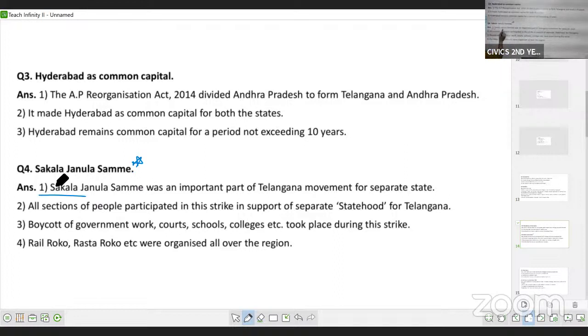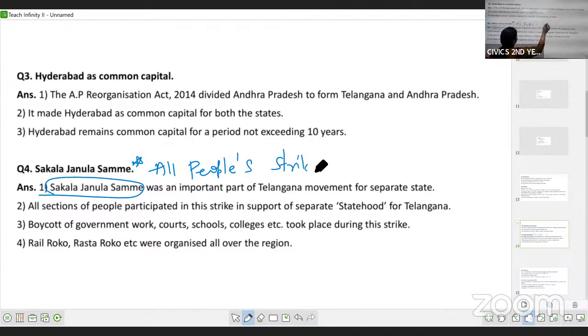Sakala Janula Samme, the meaning of this word is all people's strike. It was an important part of the Telangana movement for separate statehood of Telangana. During this protest movement, people from all the sections of society participated. They went on strike to support statehood for Telangana. Sakala Janula Samme means all people's strike.